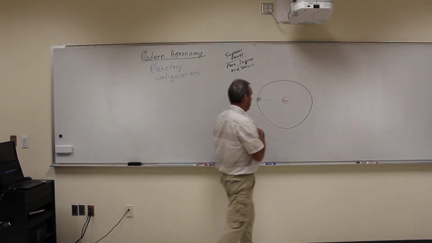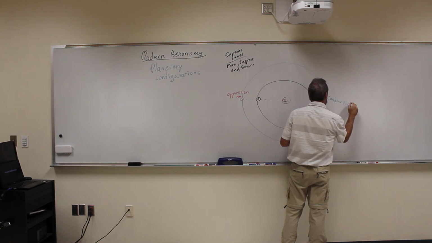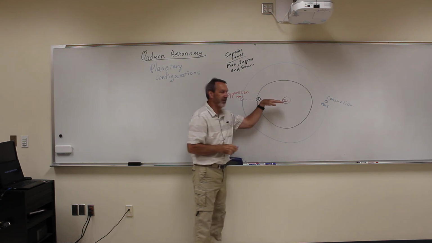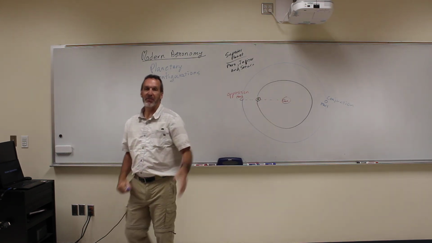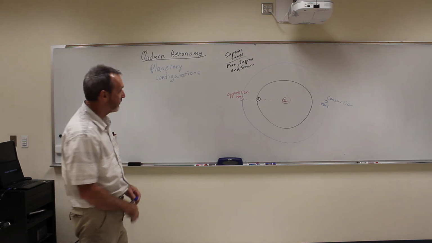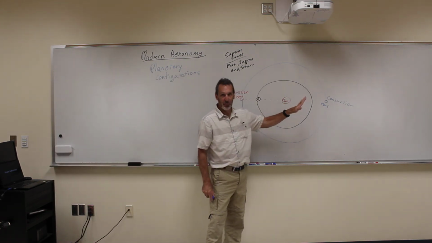When Mars is over here, it's in what we call conjunction, because it's in the same place as the sun is in the sky. We can't see it then because the sun is in the way. And when that occurs, we also lose radio communication with Mars.